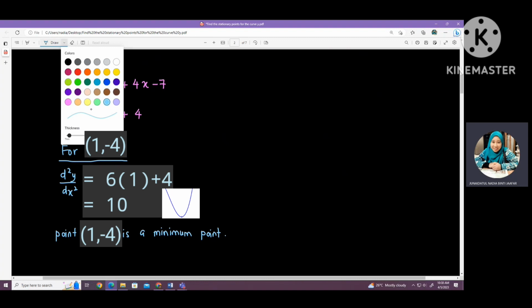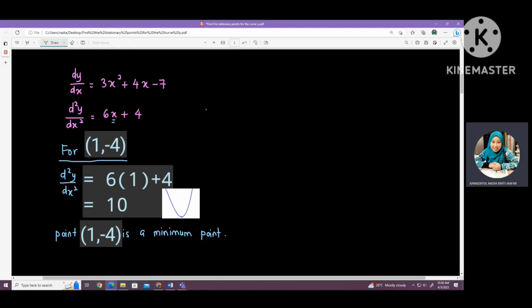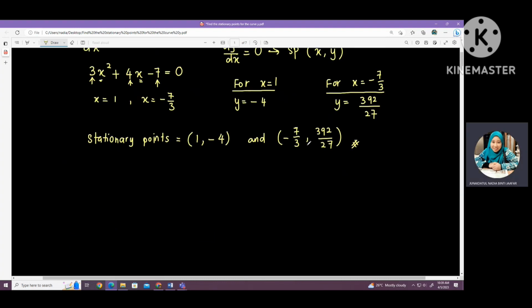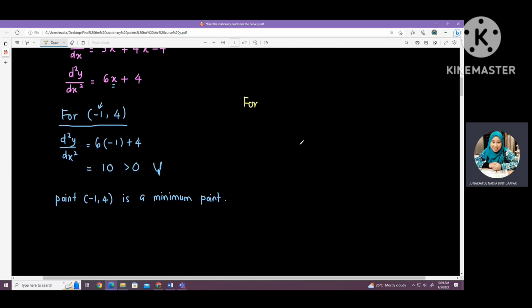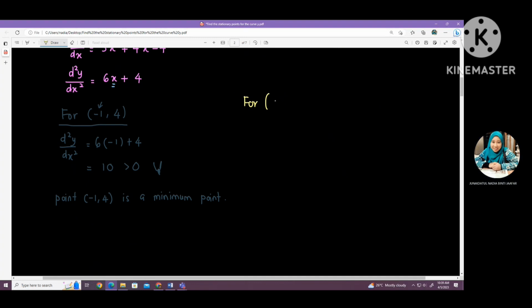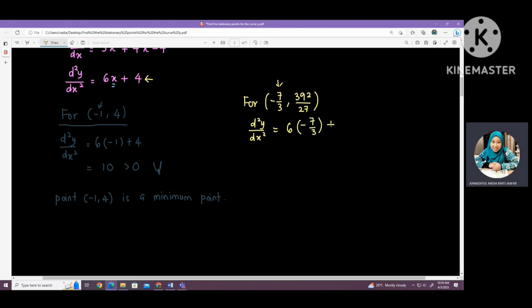Now we do the same process for the other stationary point, which is (negative 7 over 3, 392 over 27). We substitute the value of x into the equation of d squared y over dx squared. So we have 6 times x, where x is negative 7 over 3, and then plus 4. So here we get negative 10.